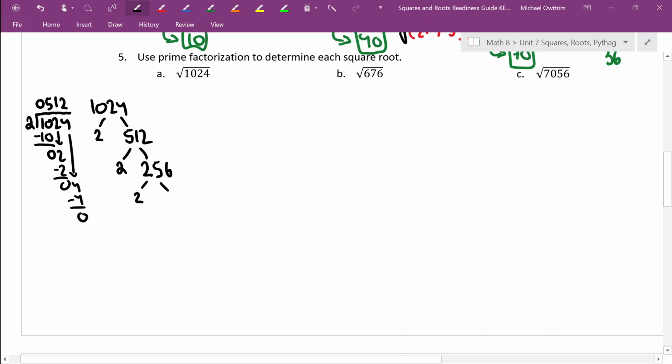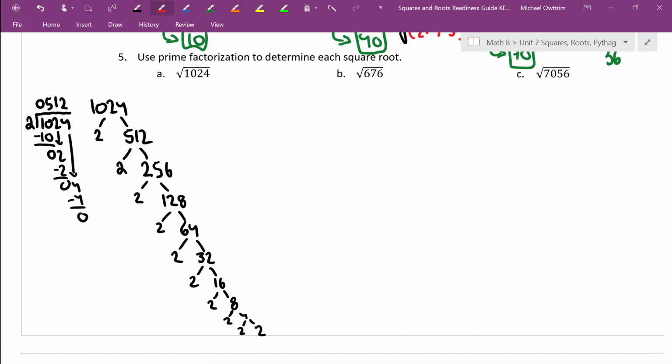256 divided by 2: 2 goes into 2 1 time, 2 goes into 5 2 times, 2 goes into 16 8 times. Still even, so we're still going to divide by 2. 2 goes into 1 0 times, 2 goes into 12 6 times exactly, and 2 goes into 8 4 times. Still even. 2 goes into 6 3 times, and 2 goes into 4 2 times. Still even. 16, 8, 4, and 2s.